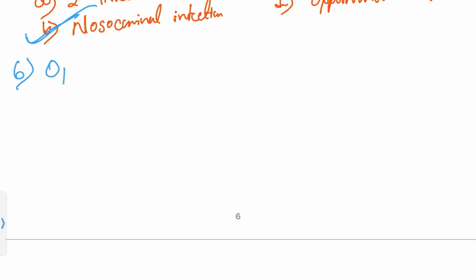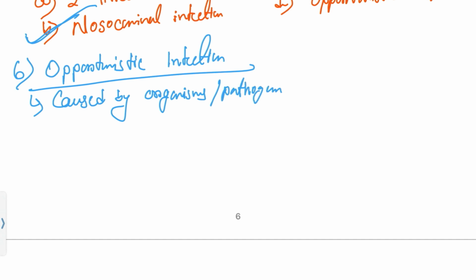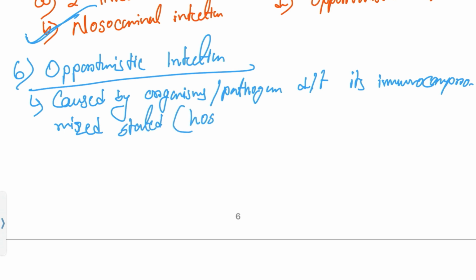Now coming to the 6th classification, that is opportunistic infection. Now what is opportunistic infection? Opportunistic infection is caused by an organism or pathogen due to the host body's immunocompromised state.